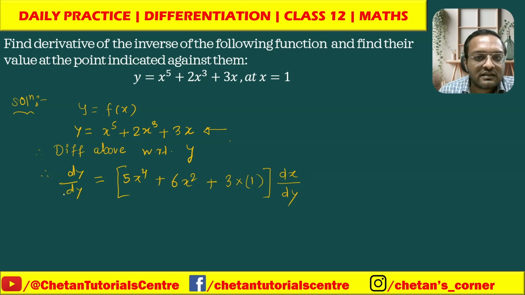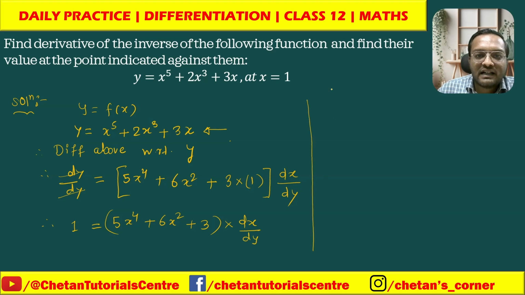Now I will simplify this. So this dy and dy will get cancelled and I will be left with 1, and this 5x raised to 4 as it is plus this 6x square as it is, and this 3 into 1 will become 3, and this entire term will be multiplied with dx by dy. On further simplifying, what will I get? dx by dy is equal to 1 upon 5x raised to 4 plus 6x square plus 3.